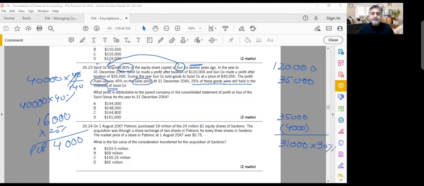What number do we get? 80%, sorry, 80%. How much is it? 24,800. So we remove this number and we put 24,800 here. And we get 144,800. This is the parent's share, 144,800.